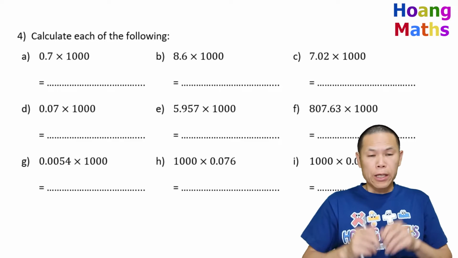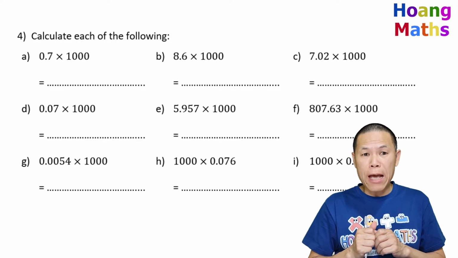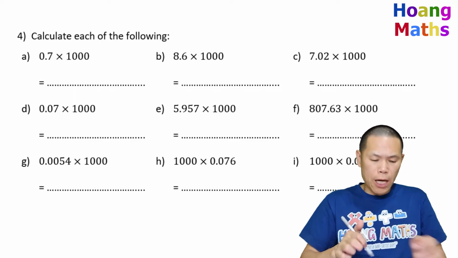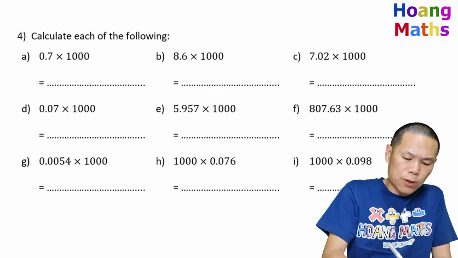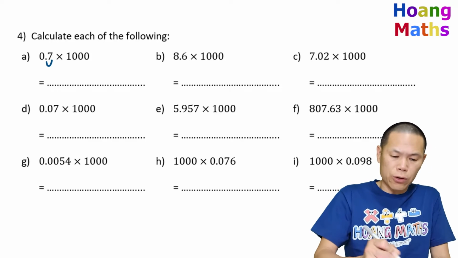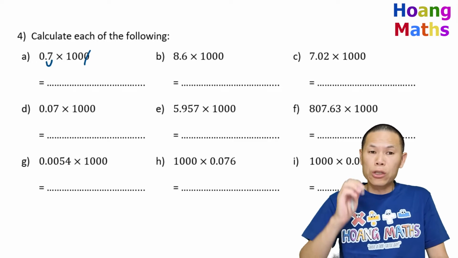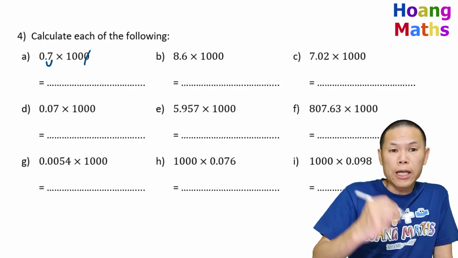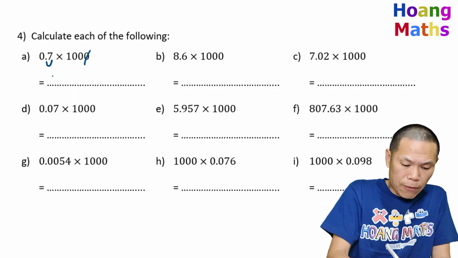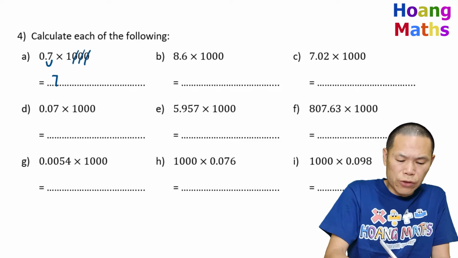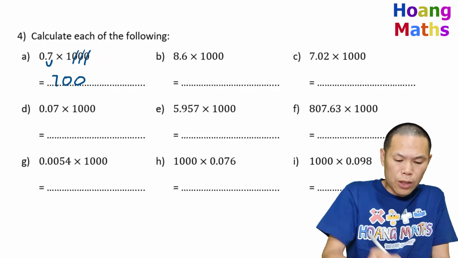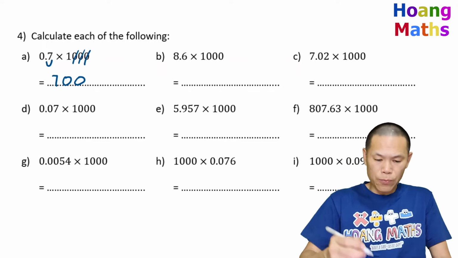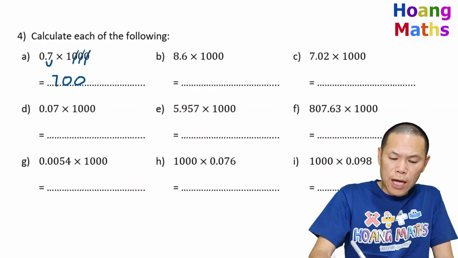So part A, 0.7 times 1,000. So the number should get bigger. So therefore, we move this decimal point here, 1 unit to the right. We cancel this. So that becomes 7 times 100. So 7 times 100, it's just 7 times 1 is 7. And we have 120 left. So we just write this down. So it becomes 700. And we have 8.6 times 1,000.